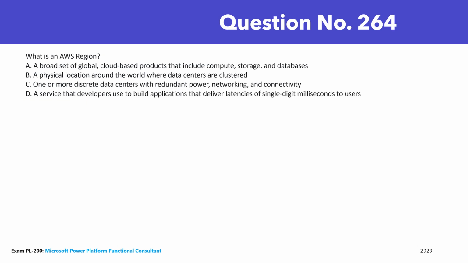What is an AWS region? A. A broad set of global, cloud-based products that include compute, storage, and databases. B. A physical location around the world where data centers are clustered. C. One or more discrete data centers with redundant power, networking, and connectivity. D. A service that developers use to build applications that deliver latencies of single-digit milliseconds to users. Correct answer, B.